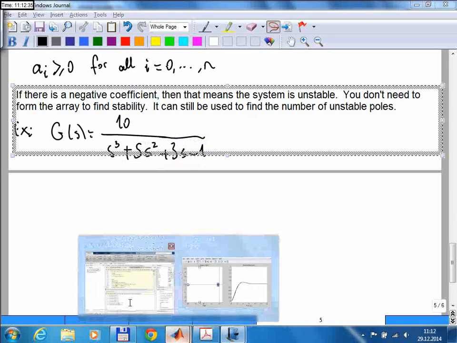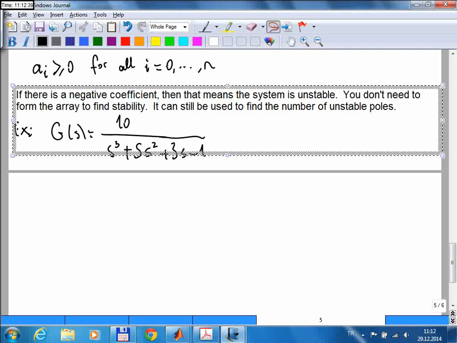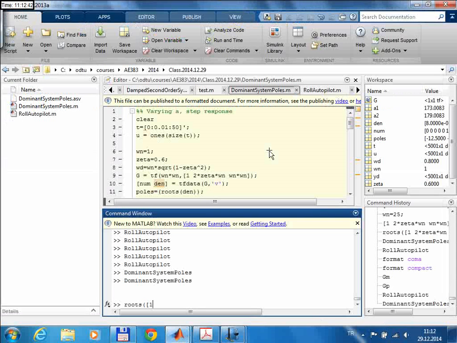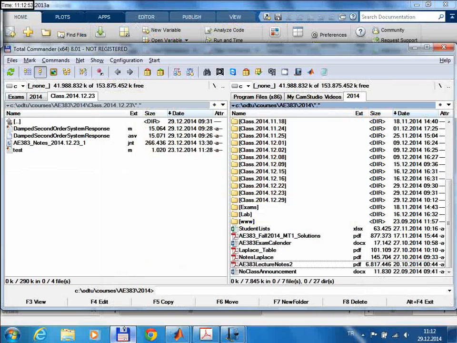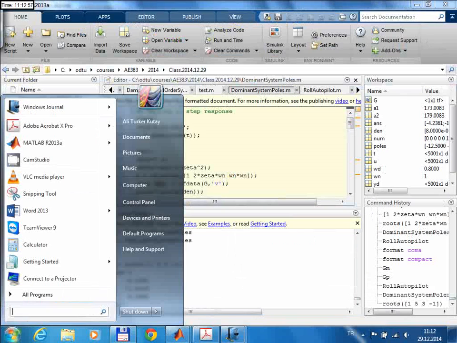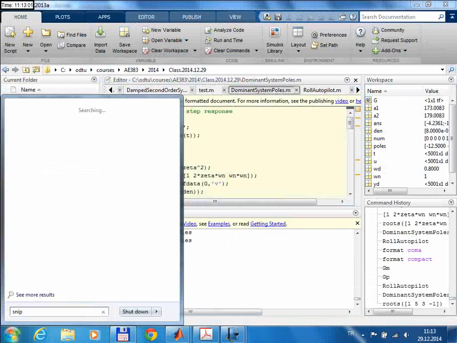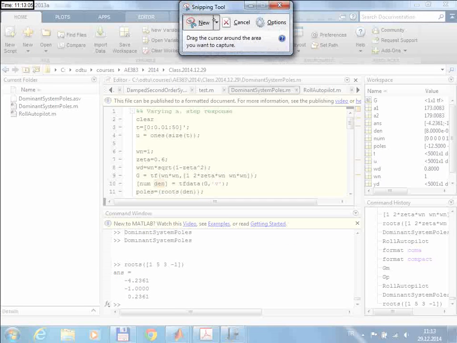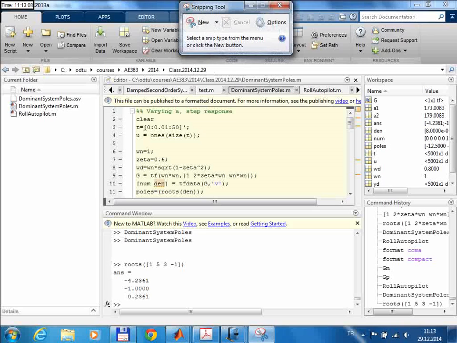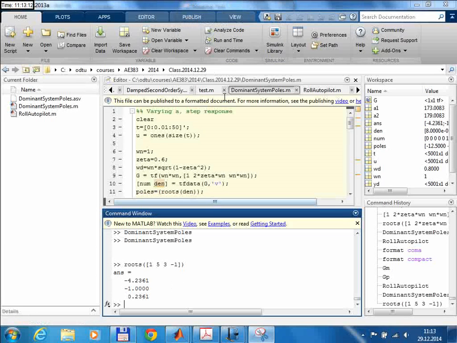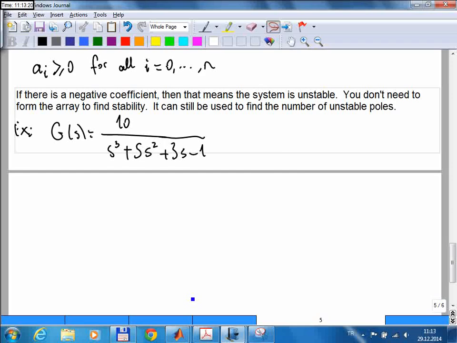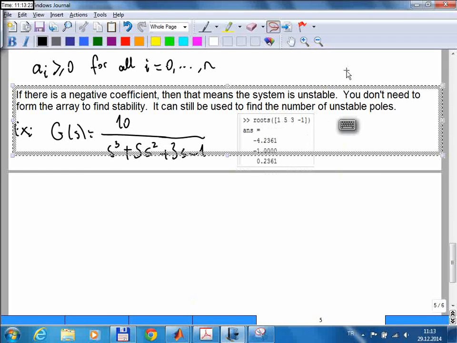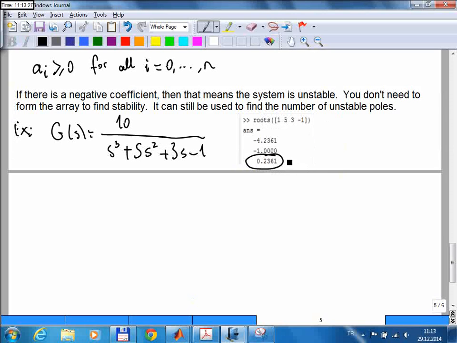In fact, let me find the roots of that. Since I have MATLAB running here, let me quickly find the roots of that polynomial: 1, 5, 3, minus 1. So we find out the roots of that, and this is the unstable one, obviously, because it's on the right hand side.